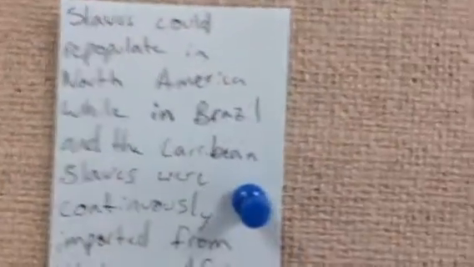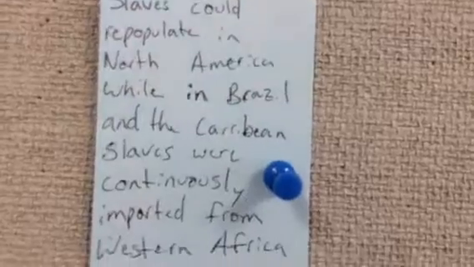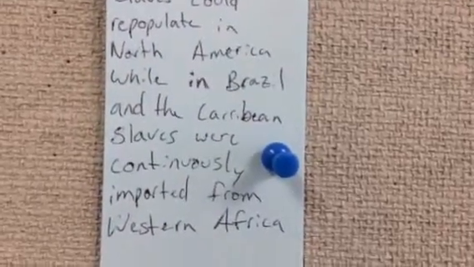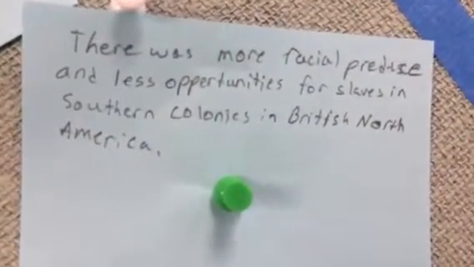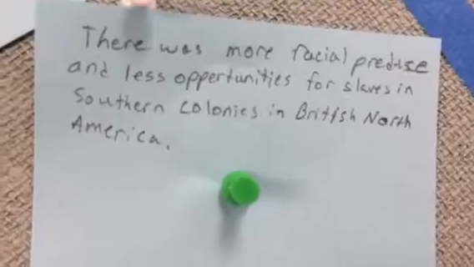Here we go. Slaves could repopulate North America, while in Brazil and the Caribbean, slaves were continuously imported from Africa. There we go. There was more racial prejudice and less opportunities for slaves in southern colonies in British North America. So there's this white supremacy issue in North America.